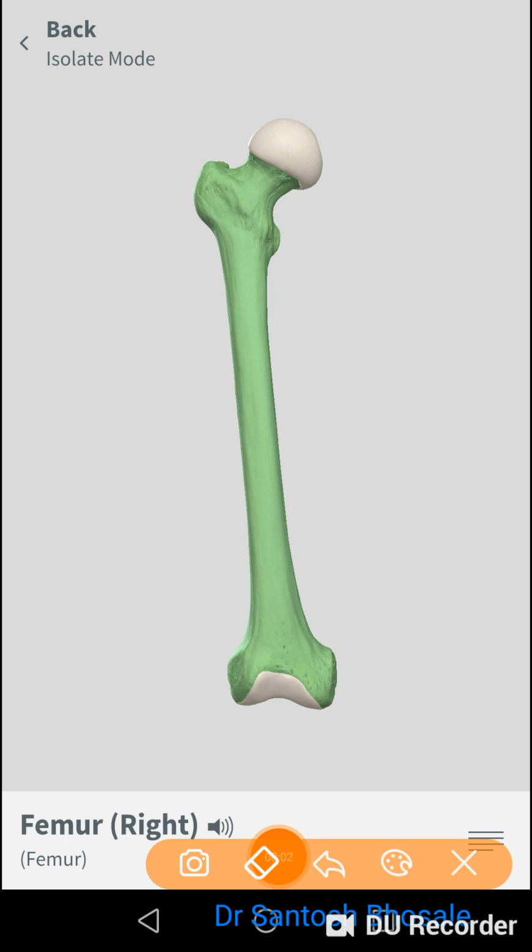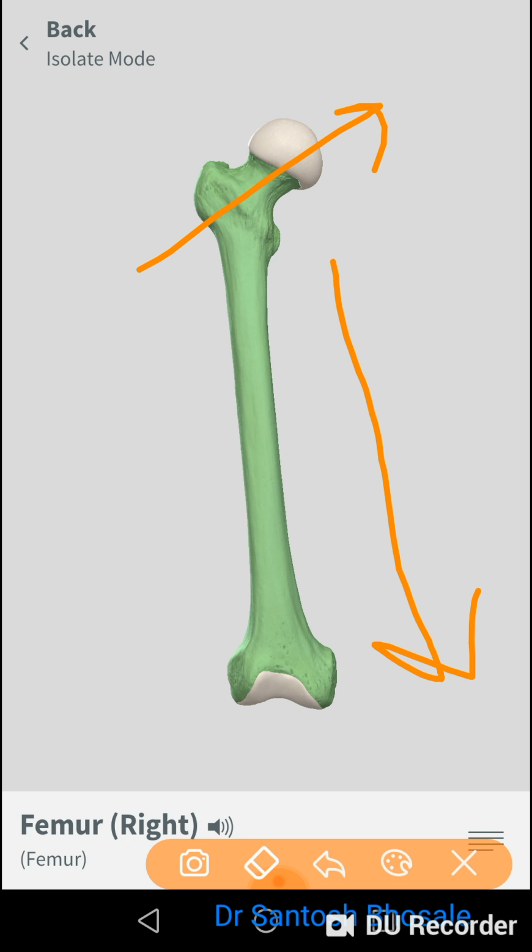In anatomical position, the head is directed upwards and medially, whereas the shaft is directed obliquely downwards and medially, and both the condyles lie on the same line. So these 3 points are important to hold the femur in anatomical position. It is easy to hold the femur in anatomical position. Just keep both the condyles on the table. So you can see the upper end of the femur is directed a bit posteriorly and laterally, whereas the lower end is directed downwards, forwards and medially.